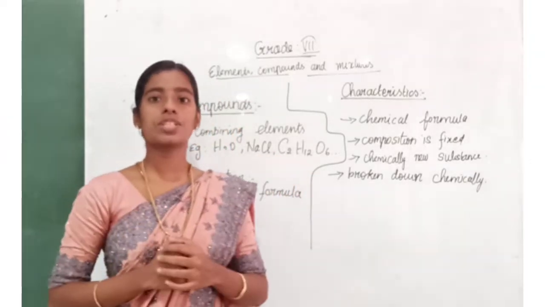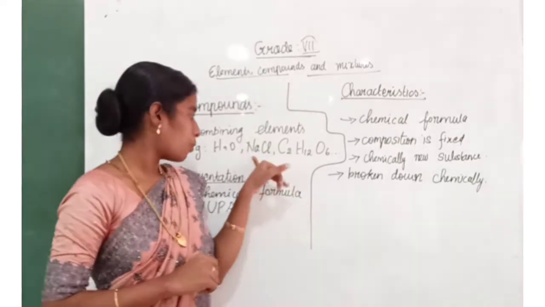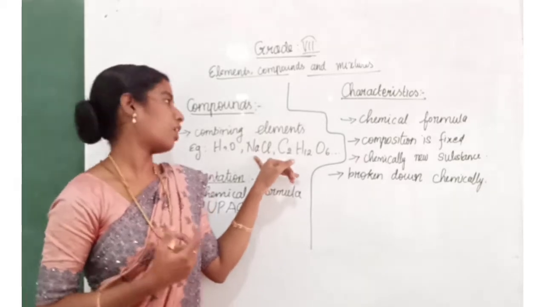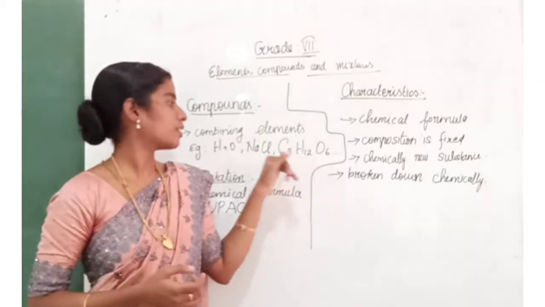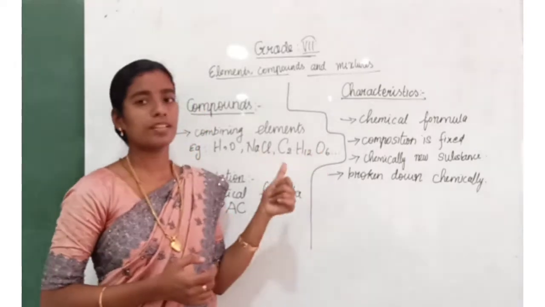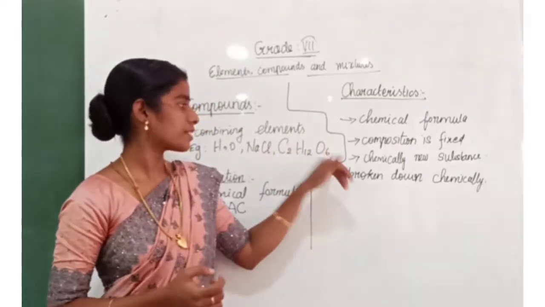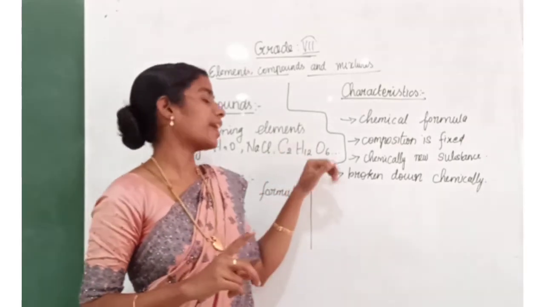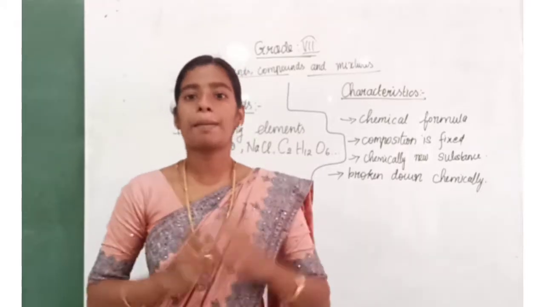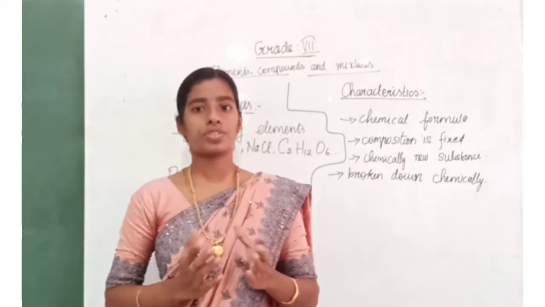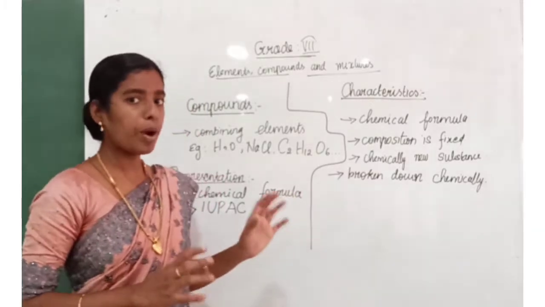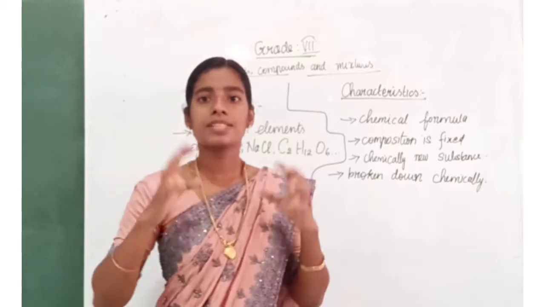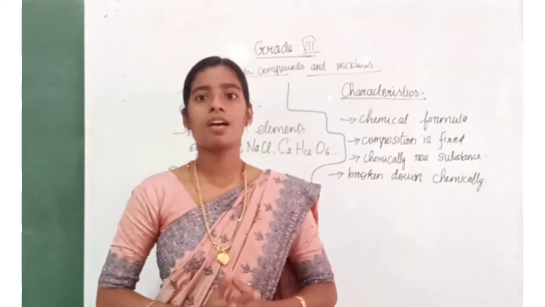Next, this is table salt. The salt we use in our home is 1 sodium atom and 1 chlorine atom combined to form salt. Glucose: carbon, hydrogen, oxygen in proportion 6, 12, 6. That is 6 atoms of carbon, 12 atoms of hydrogen and 6 atoms of oxygen combine to form glucose, that is sugar. So, compounds means two or more elements combine in some atomic proportion to form compounds.